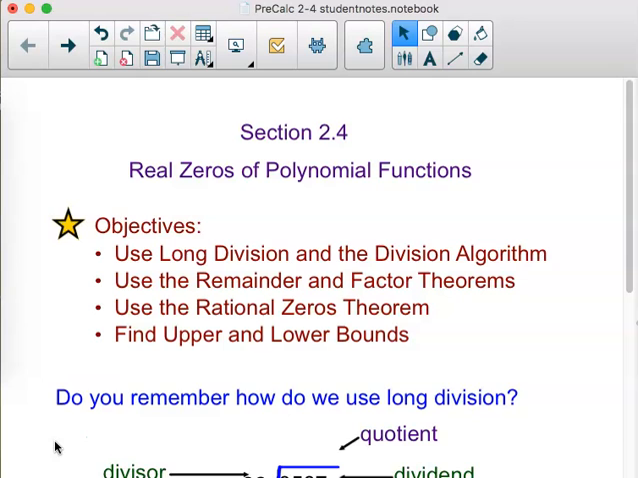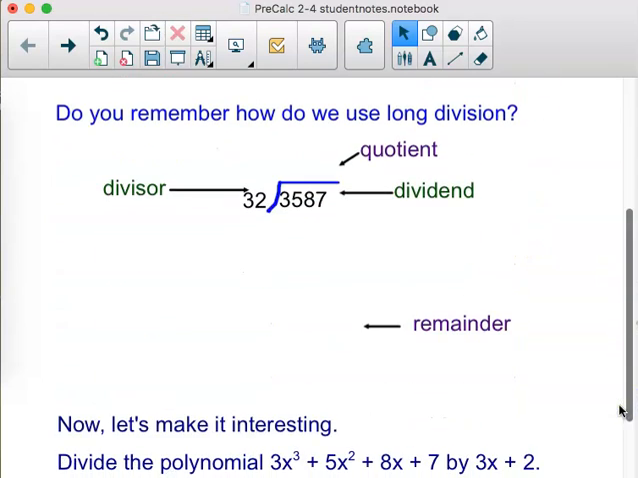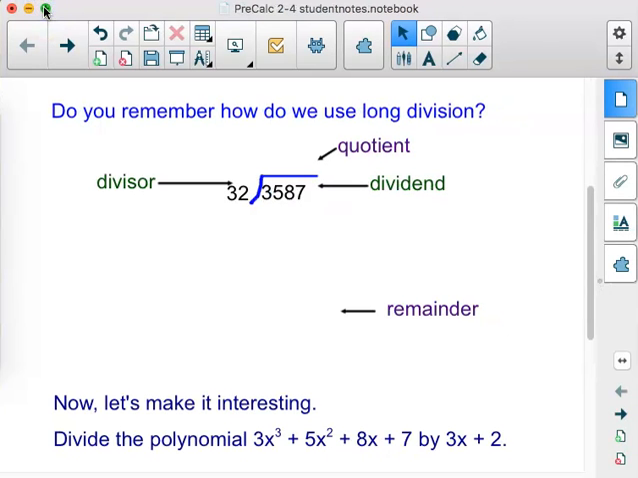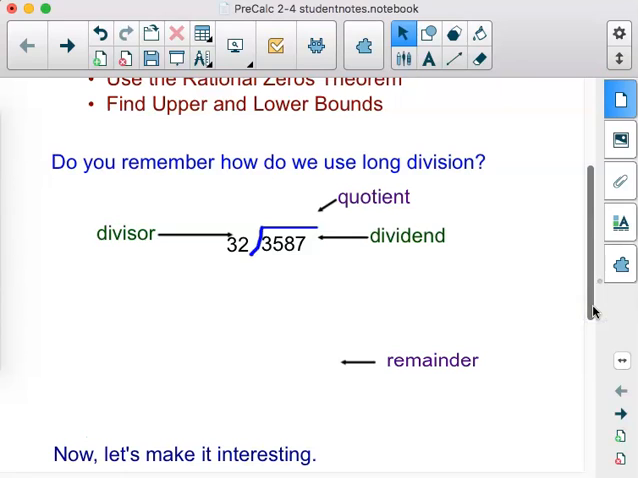So we'll start off by talking about long division, which usually brings groans from people, and that's because you remember back in elementary school when this was kind of a tough thing for you. And so we have to think about how this process works. We remember, well, we have 32 and we want to divide that into 3,587. And there's a lot of vocabulary that goes along with this that you didn't necessarily use a whole lot when you were in elementary school.